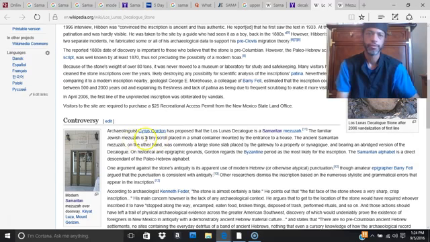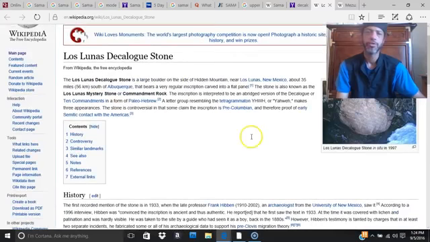The familiar Jewish mezuzah is a tiny scroll placed in a small container mounted by the entrance to a house. The ancient Samaritan mezuzah, on the other hand, was commonly a large stone slab placed by the gateway to a property or a synagogue. Now, when you find out about this stone, it is hidden. It's on a large boulder on the side of what's called Hidden Mountain.